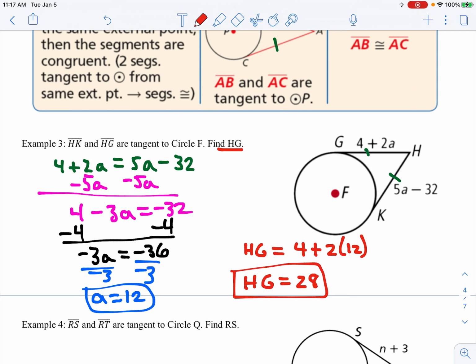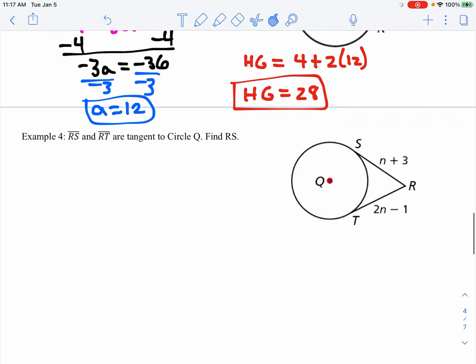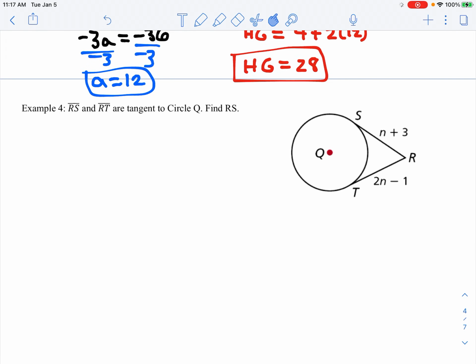All right, so the ice cream cone, we set the two pieces equal. We solve it, and then we go back and we plug it in to find the missing piece of what they're asking. Let's look at one more, and then we'll try a couple examples, a quick review of everything we've done the last 2 days, and then we'll get into some practice together.